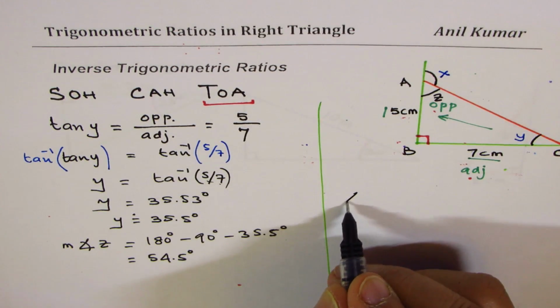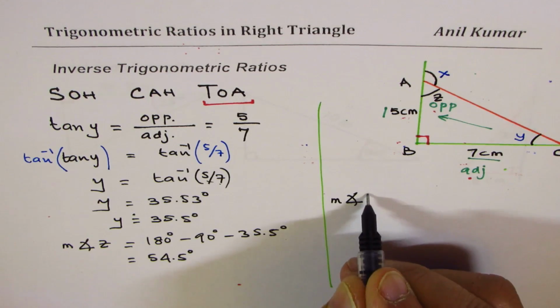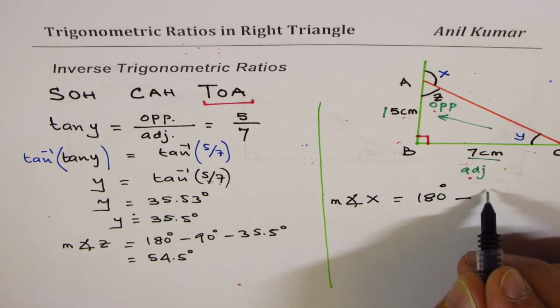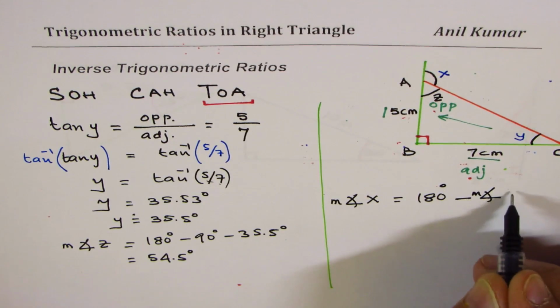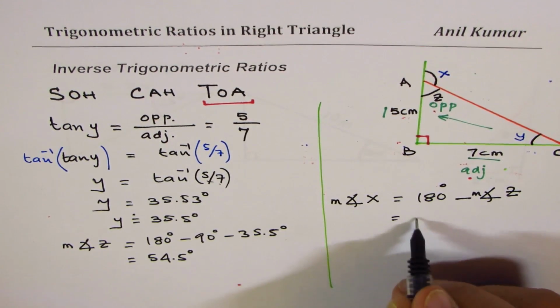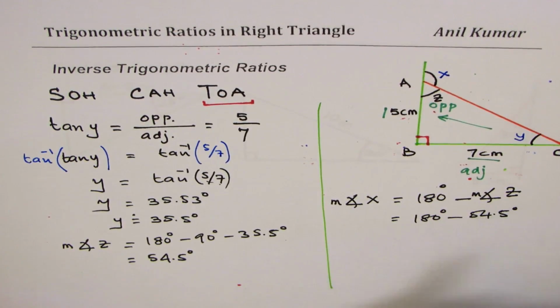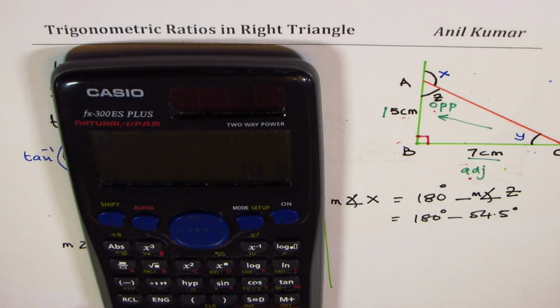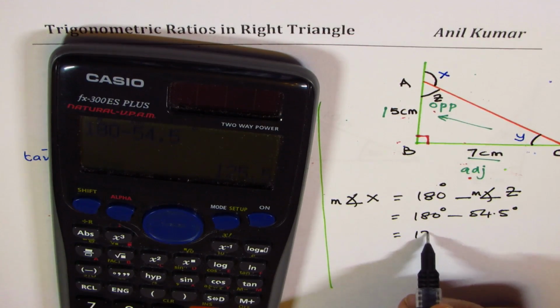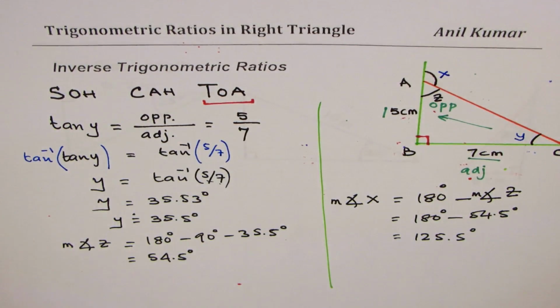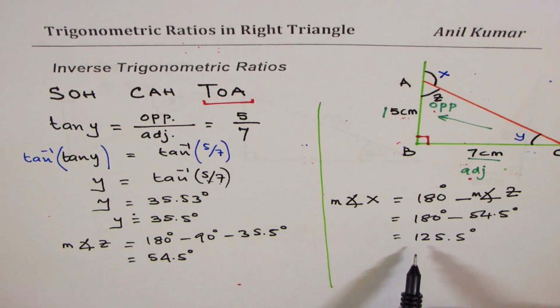So we can now write the measurement of angle X is equal to 180 degrees take away the measurement of angle Z, right? So that is 180 degrees take away 54.5 degrees. So it is 180 minus 54.5, and that equals 125.5 degrees. Do you see that? So we finally find the measurement of angle X as 125.5 to 1 decimal place.